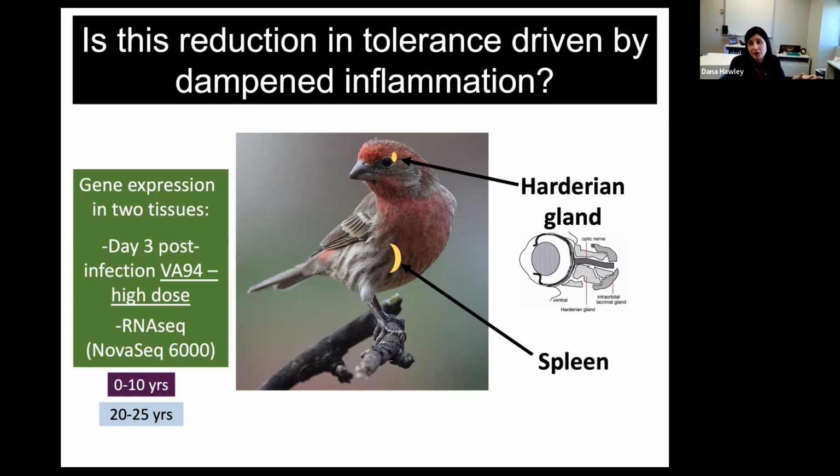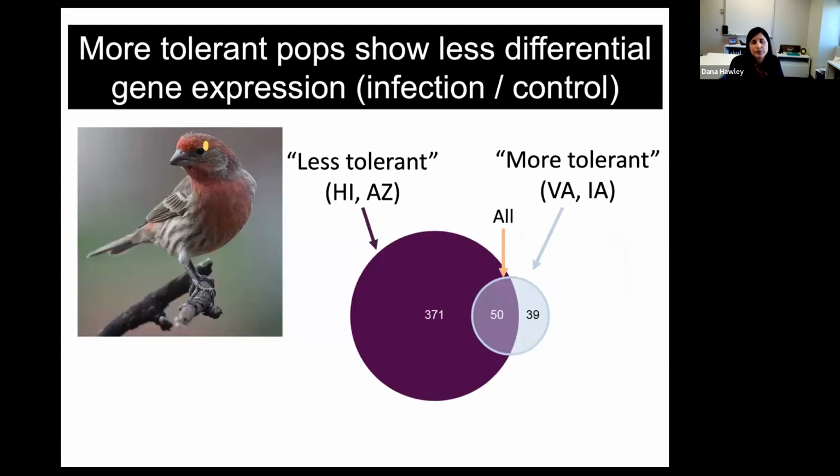And so we suspect it might be important in a conjunctival infection. I'm not going to get into any of the RNA-seq specifics, but we looked first at the number of total loci that were differentially expressed between infected and control individuals in each of these populations.